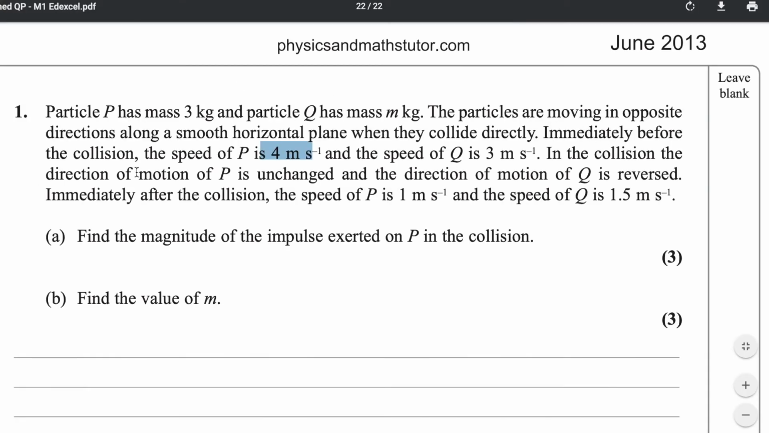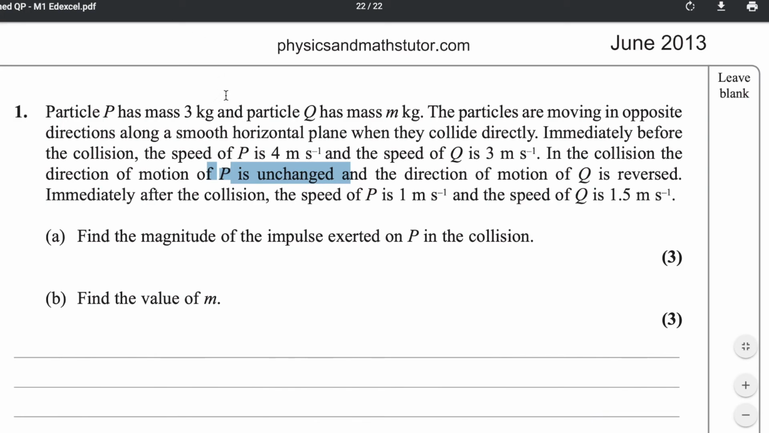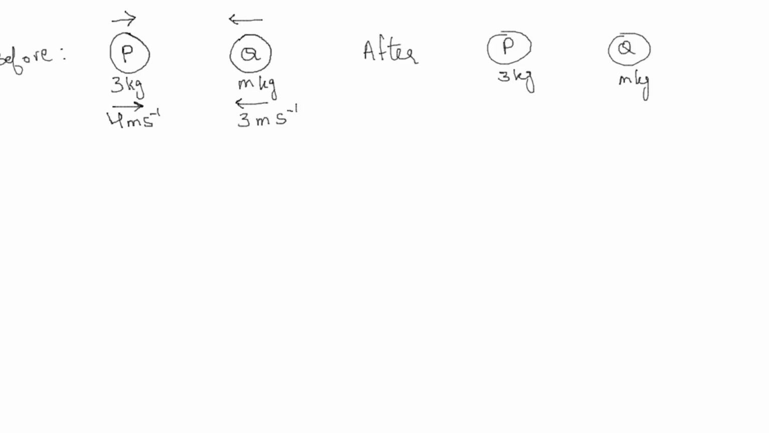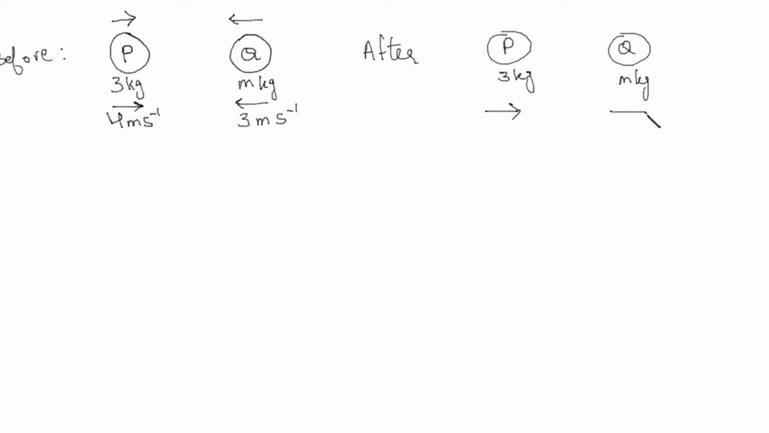In the collision, the direction of motion of P is unchanged, and the direction of motion of Q is reversed. So this diagram is for before, and now we've got a diagram for after. After the collision, we have P and Q with the same masses, 3 kilograms and m kilograms. P is unchanged, so it moves in the same direction that we took previously, this direction. And Q is reversed, so Q is now moving in this direction.